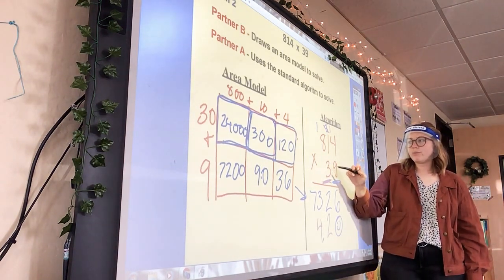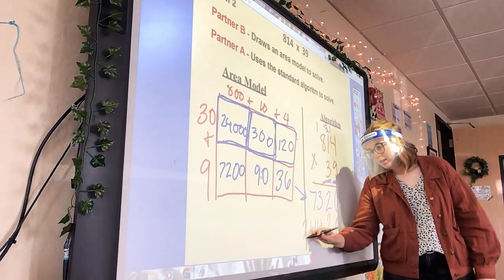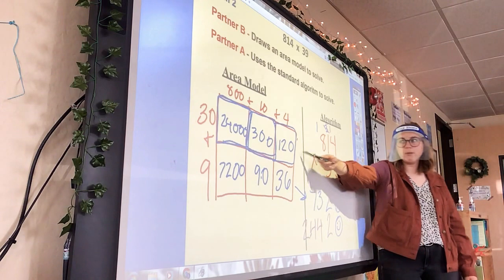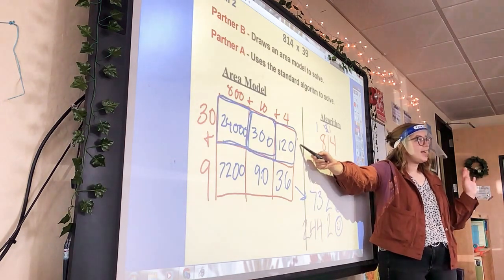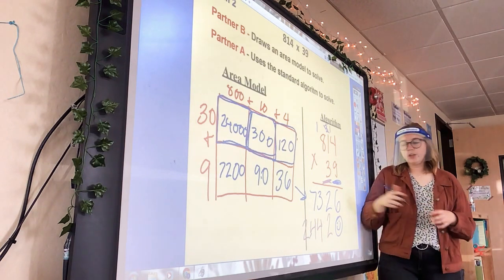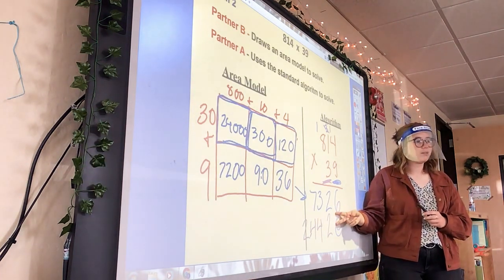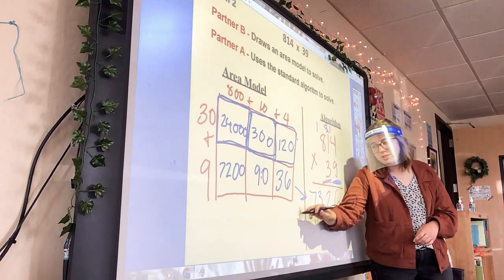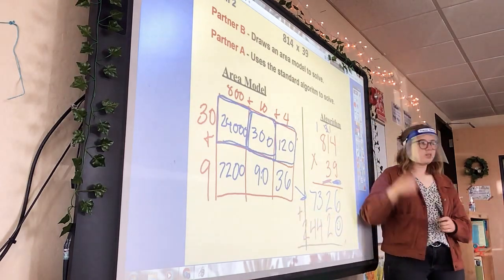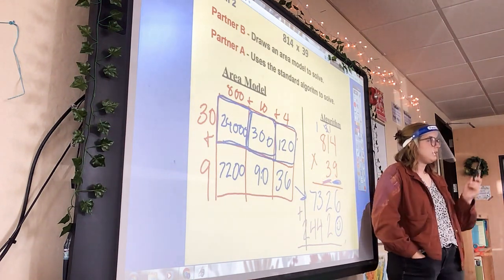So then we still just do 3 times 8, which is 24. Okay, and that was our partial product from up here. So basically today, guys, when you're doing the area model and the standard algorithm, if your partial products don't match up, then you may need to go back and see what you missed. Okay? And then when we add those together, we should get the same final answer from before. Okay? Questions on that? Brady.